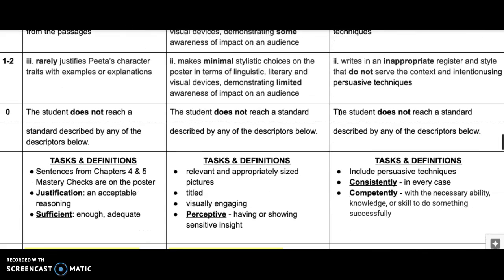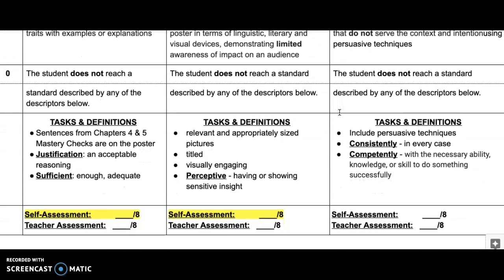Coming down, you can see under tasks and definitions, it says include persuasive techniques, and it gives definitions for consistently and competently. And last but not least, you want to self-assess.